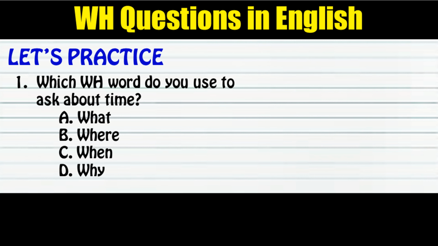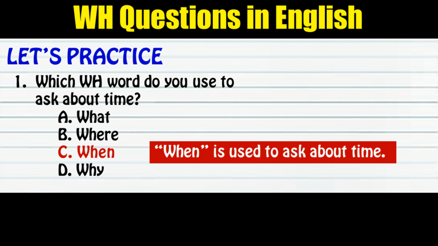Now let's practice. Try to answer these 3 questions. Question 1. Which WH word do you use to ask about time? A. What? B. Where? C. When? D. Why? Good job. The correct answer is C. When. When is used to ask about time. Example. When is your birthday?